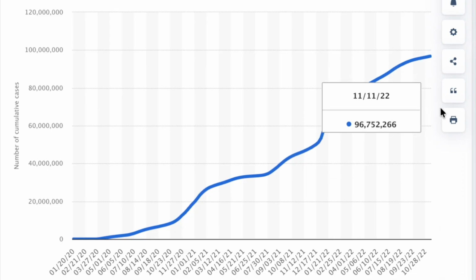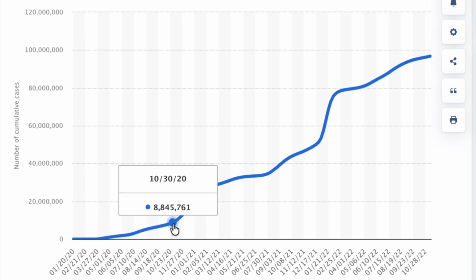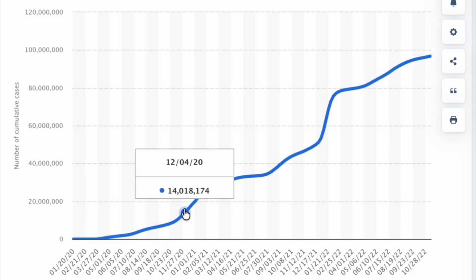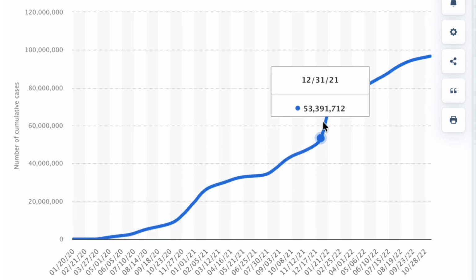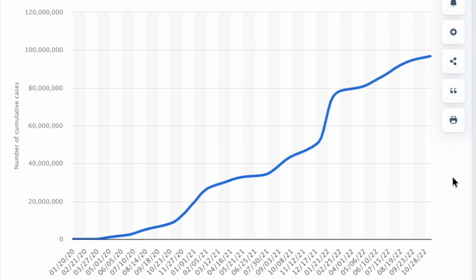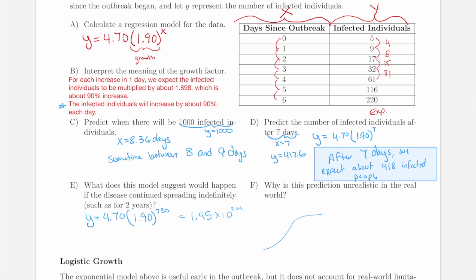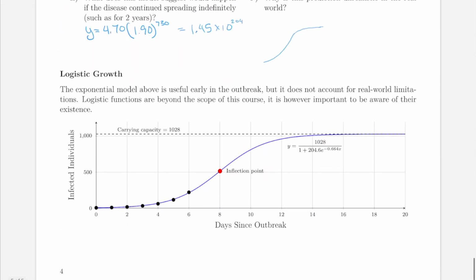So you can see that overall this is a little bit of a logistic. There's some exponential and then it turns, and it's exponential again and then it turns. So it's not just one model. And this data does only go up through 2022. That's why we have this down here. This is just a general logistic growth model. We do have a carrying capacity.